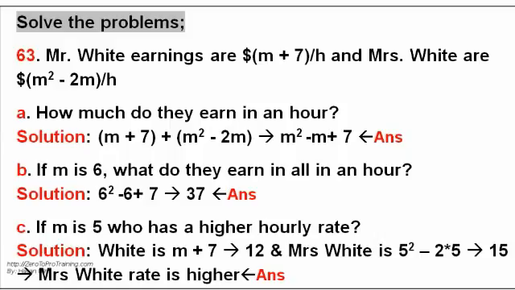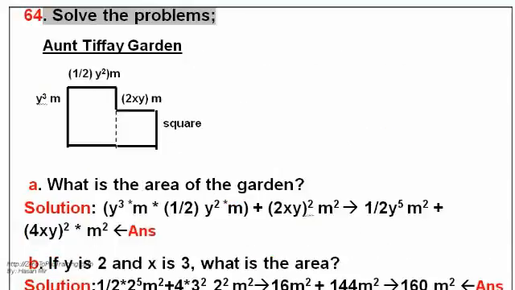Exercises. 63a. Earnings of Mr. and Mrs. White are m square minus m plus 7. 63b. For m equals 6, total is 37. 63c. Mr. White turns 12 and Mrs. White 15; higher is Mrs. White's. Next slide.